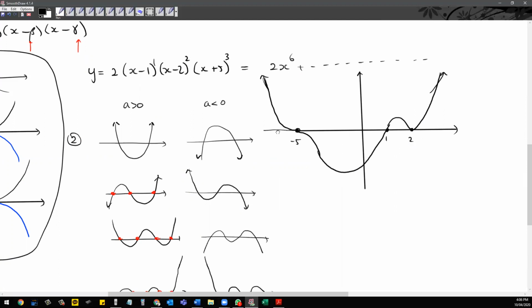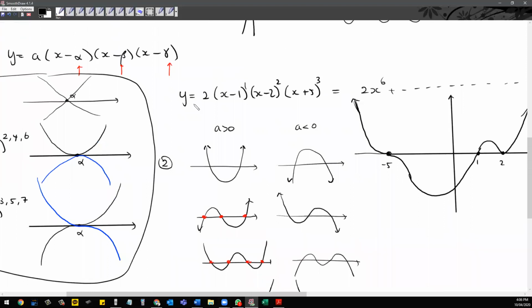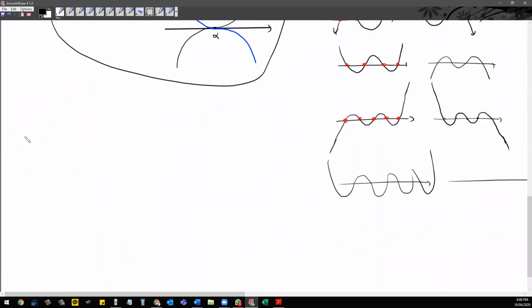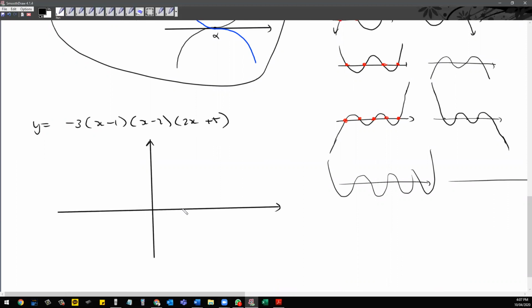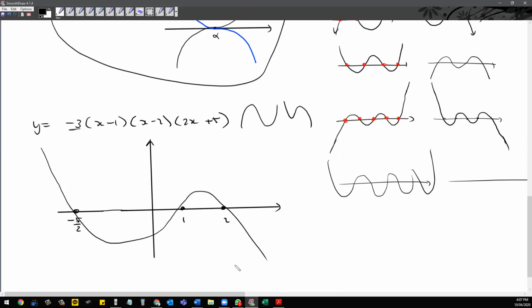So if you know this technique and this technique, you can draw a cubic function that's pretty simple. If you have y equals to -3, x minus 1, x minus 2, and then 2x plus 5, then how do you draw this thing? It's 1, 2, and then that's -5 over 2, which is a bit further away. And because the leading sign is negative, it's that shape, right? So we'll just go through that, and that, and that. That's it.